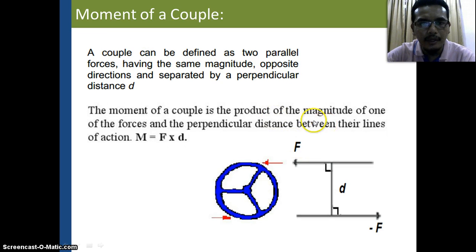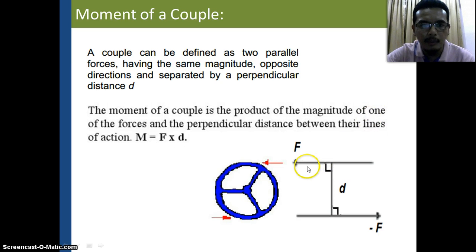A couple can be defined as two parallel forces. We have this force 1 and force 2 here, having the same magnitude but in opposite directions. One force is giving this direction, and the other force is giving the opposite direction, with the same magnitude, separated by a perpendicular distance. So the moment of a couple is two parallel forces having the same magnitude but opposite directions, separated by a perpendicular distance d.